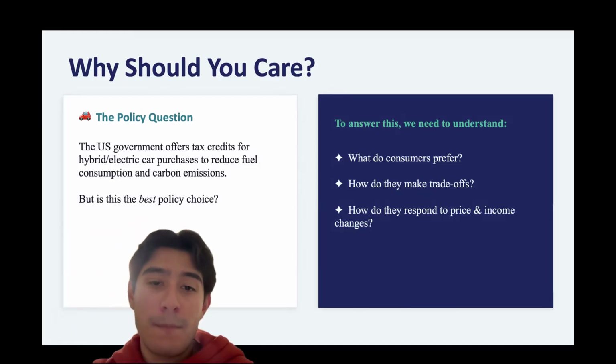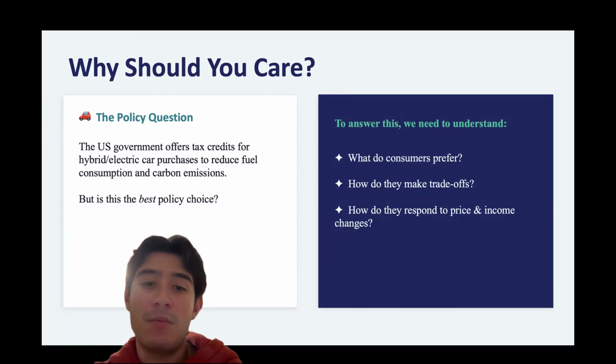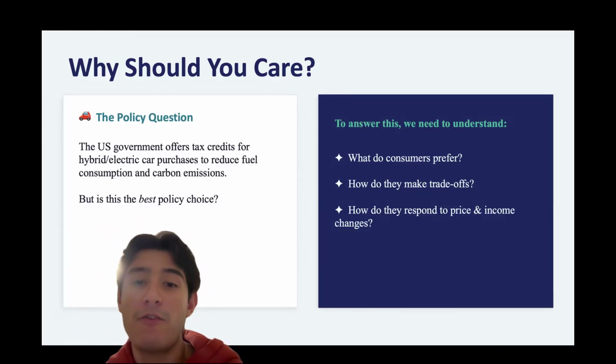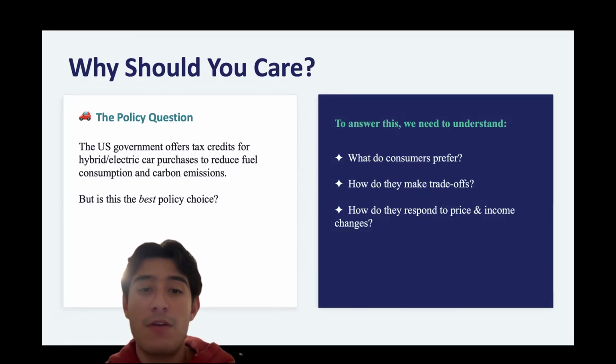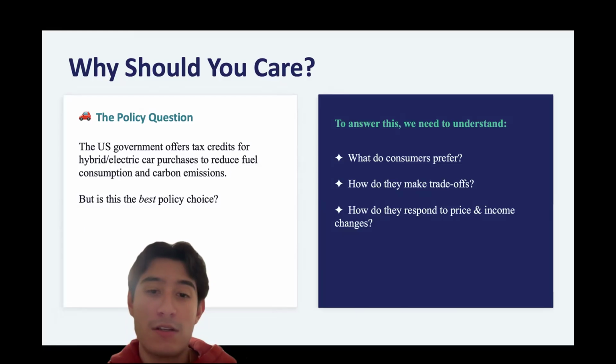Sounds like a solid plan, right? But here's the question economists actually ask. Is it the best policy choice? Could the government achieve the same goal more efficiently with a different policy? To even begin answering that, we need to understand how consumers make decisions. And that starts with understanding preferences and what they're willing to give up, how they trade one thing for another, and this is exactly what this chapter teaches us.